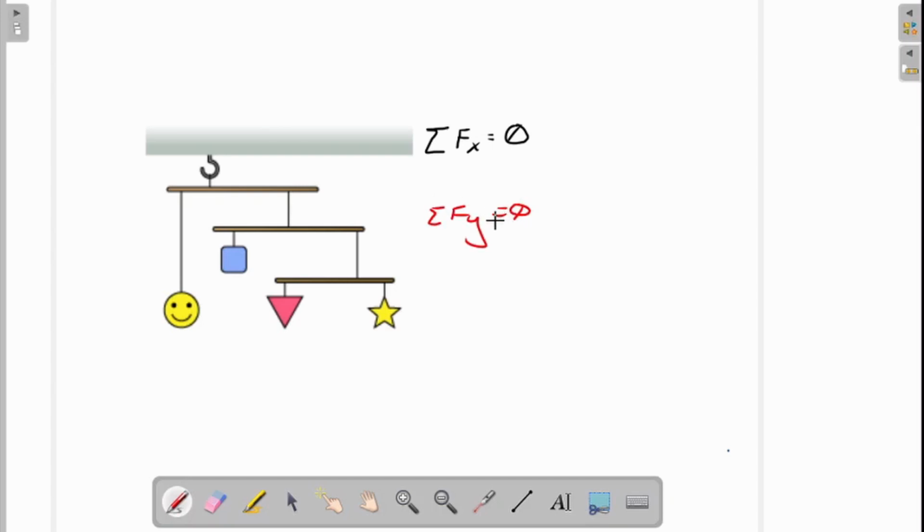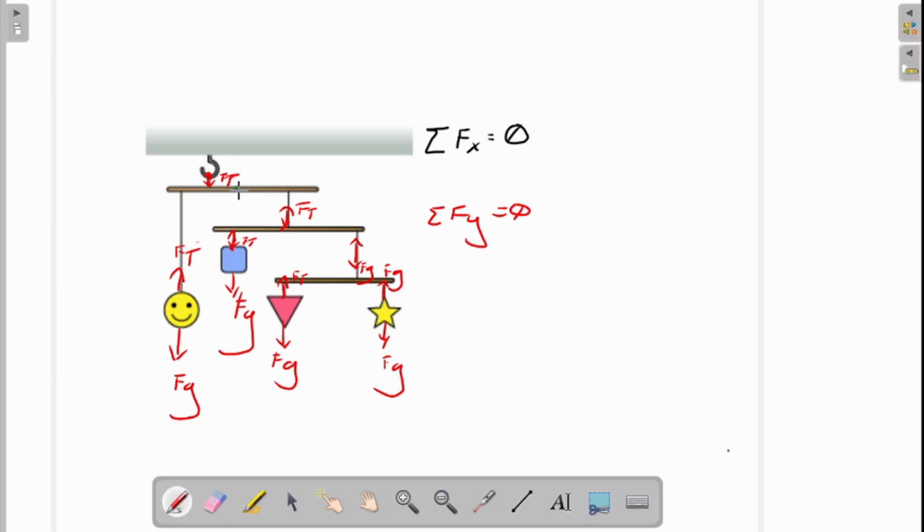The x direction is fairly easy. There's nothing really moving left or right. The only forces we have are acting up and down. In this case, gravity, tension, and repeat. In addition to factoring all the tensions, we also have to factor the mass of the sticks themselves.